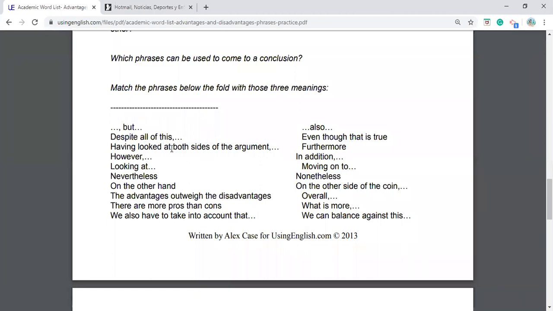So, having looked at both sides of the argument, I conclude. This is an expression that we use to conclude, okay? Having looked at both sides of the argument.